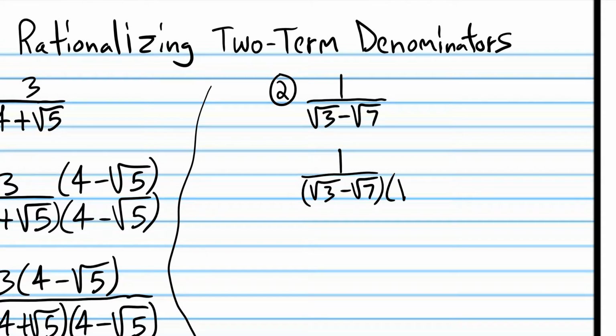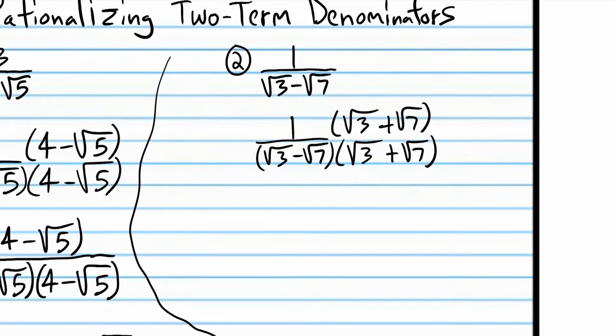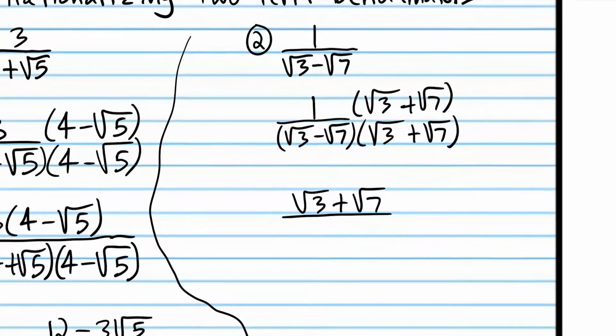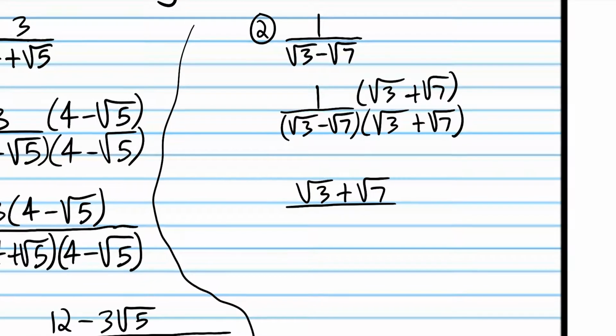And we're going to multiply both sides of the fraction by root 3 plus root 7, because the denominator is root 3 minus root 7. Now, 1 times any number is just the number itself. So we're just going to end up with root 3 plus root 7 in the numerator. And in the denominator, let me extend this out a little bit.